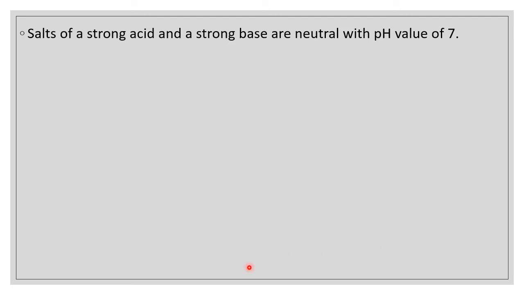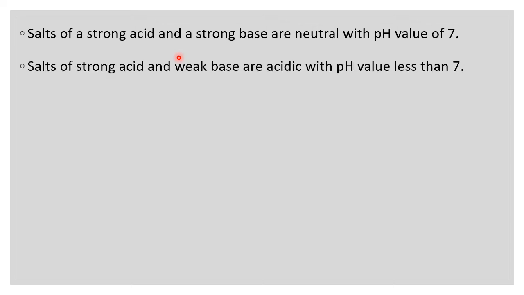Salts of strong acid and strong base are neutral. Why? Here both are strong, acid strong, base strong, so the result is neutral. So their pH is what? 7. Whereas for salts of strong acid and weak base, here you are mixing acid and base, but the acid is strong and the base is weak.